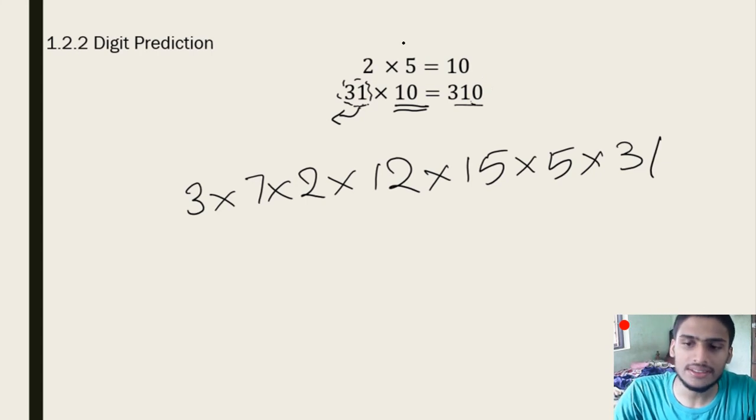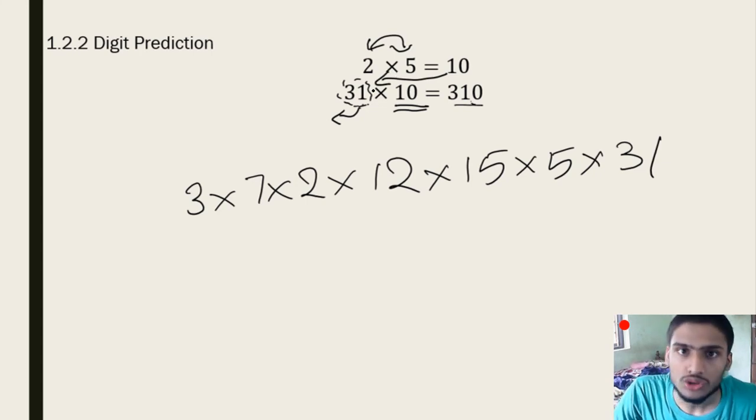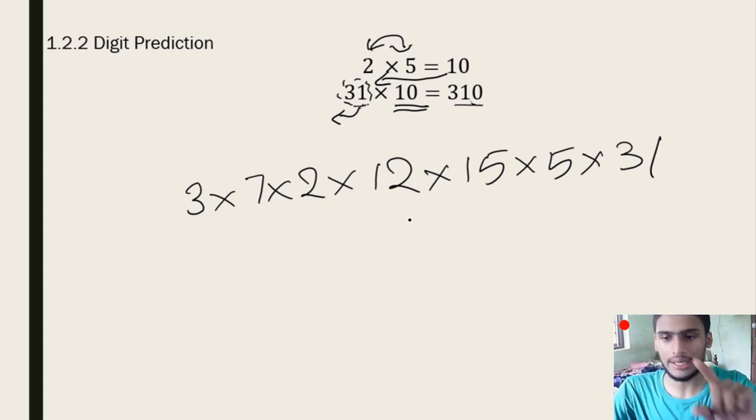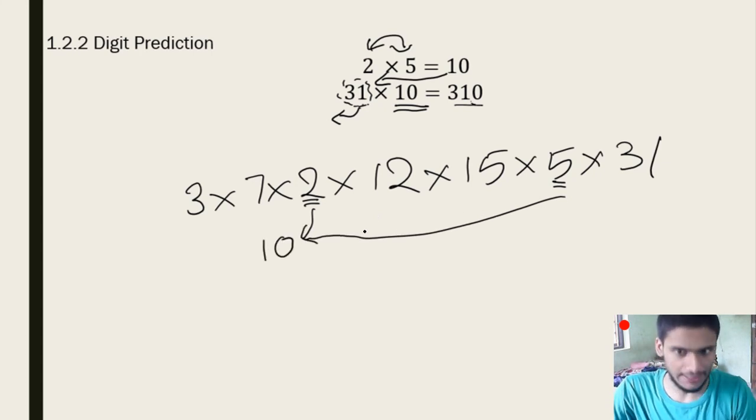And the other point is that you can multiply 2 and 5 and you will get 10, which you can multiply with 31 to get 310. So what I mean by this is that you can pair up any 2 and 5 to get a 10. And if you look at this string of numbers, you have a 2 here, you have a 5 here. You can simply multiply them together to get 10.